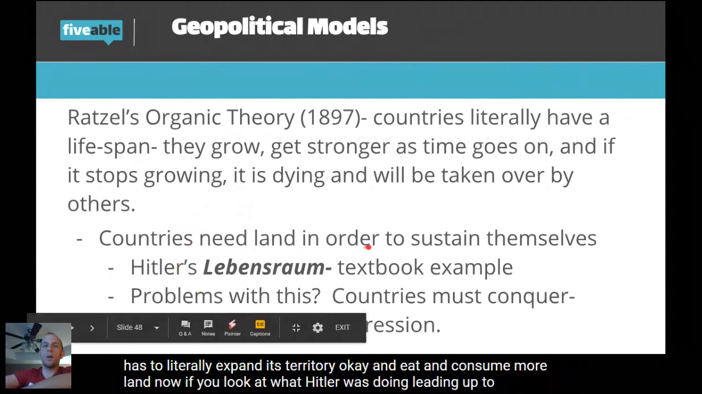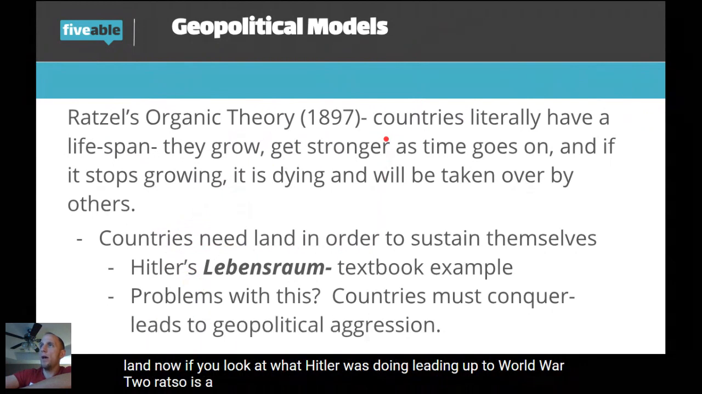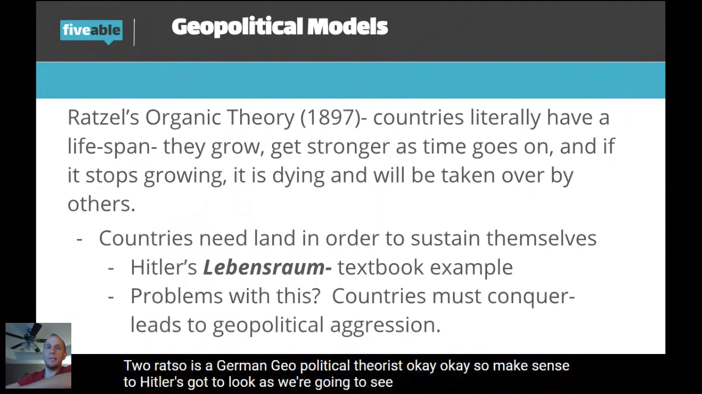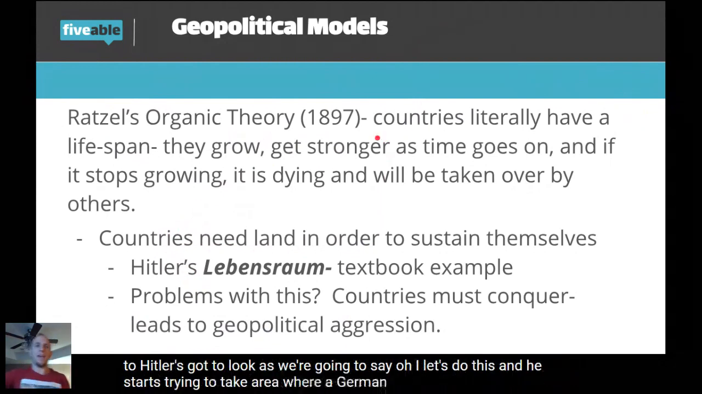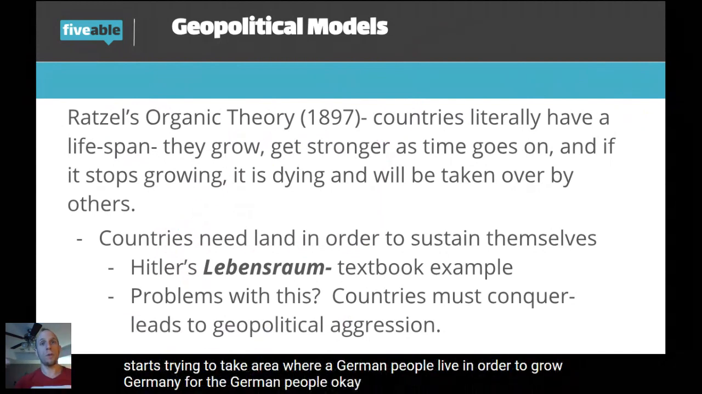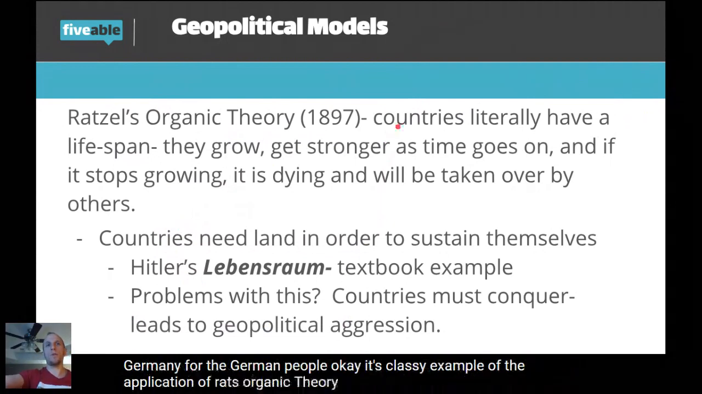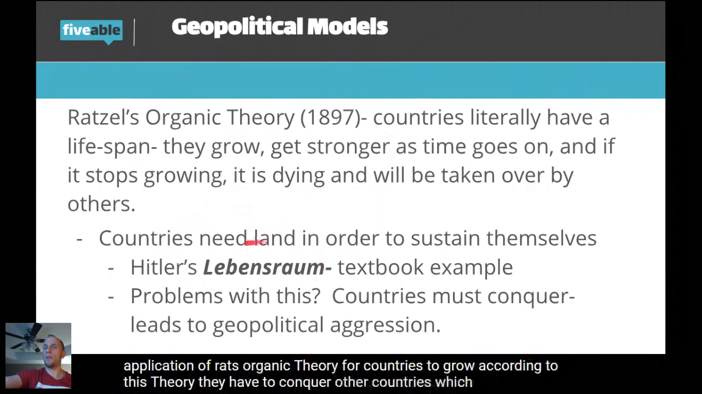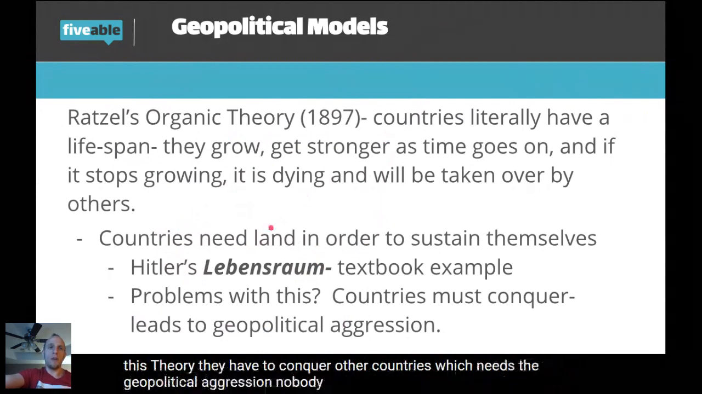Now, if you look at what Hitler was doing leading up to World War II, Ratzel is a German geopolitical theorist, so it makes sense that Hitler would look at his work and say, let's do this. He starts trying to take areas where German people live in order to grow Germany for the German people. It's a classic example of the application of Ratzel's organic theory. The problem is, in order for countries to grow, according to this theory, they have to conquer other countries, which leads to geopolitical aggression. Nobody likes that, right?